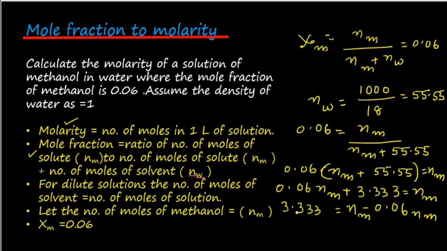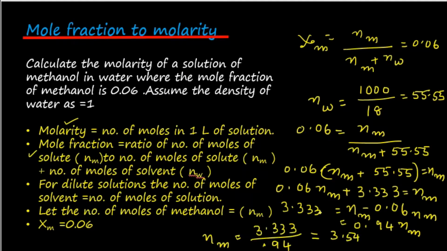From this we get 3.333 is equal to Nm minus 0.06 Nm. This becomes equal to 1 Nm minus 0.06 Nm, which is equal to 0.94 Nm. So Nm is equal to 3.333 divided by 0.94. That will be equal to 3.54. So the molarity of the solution is 3.54. I hope this is clear.